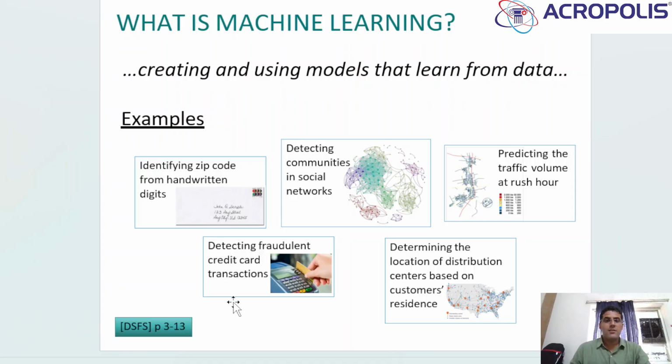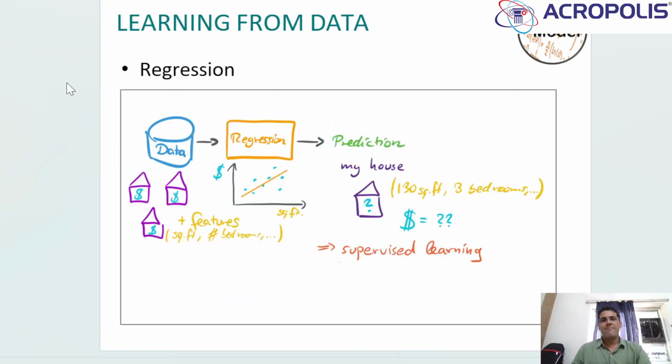Detecting frauds related to credit cards and other financial banking transactions. Machine learning is also proving very helpful to society in determining the location of distribution centers based on the customers' residences. Then we have some machine learning algorithms that show why machines are better than men. The first algorithm of machine learning is regression.